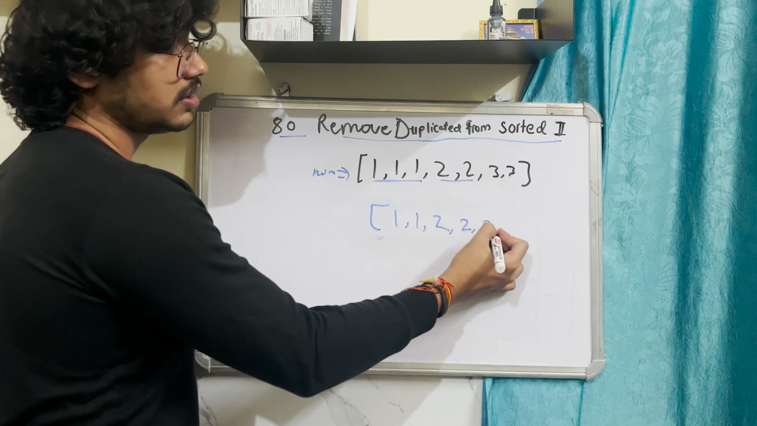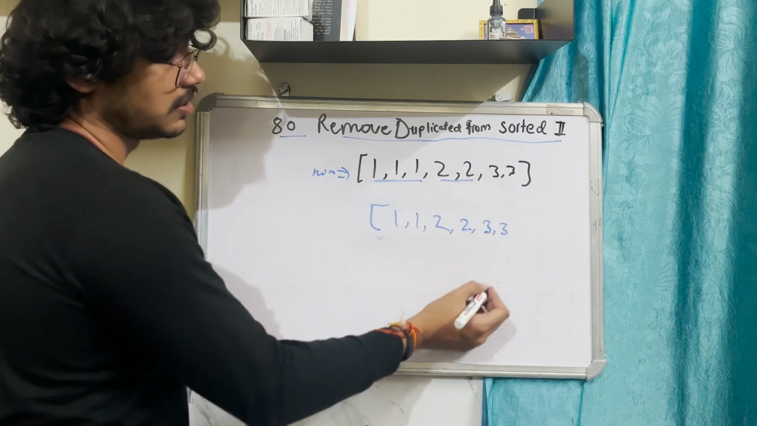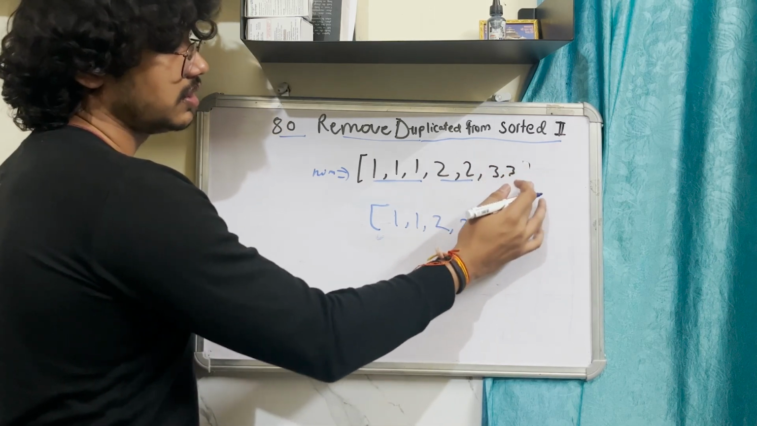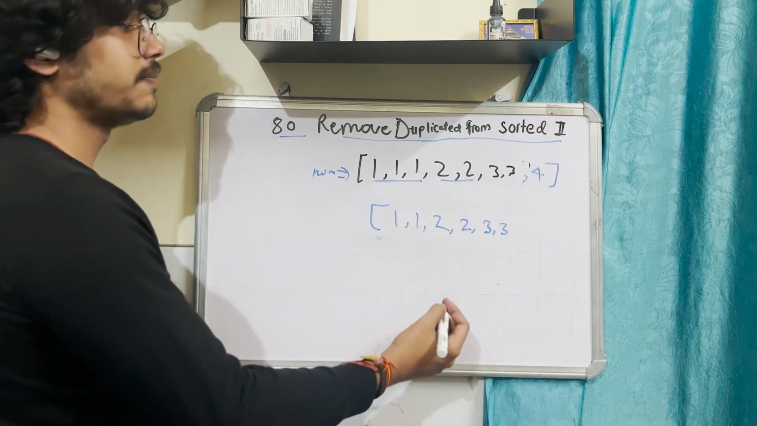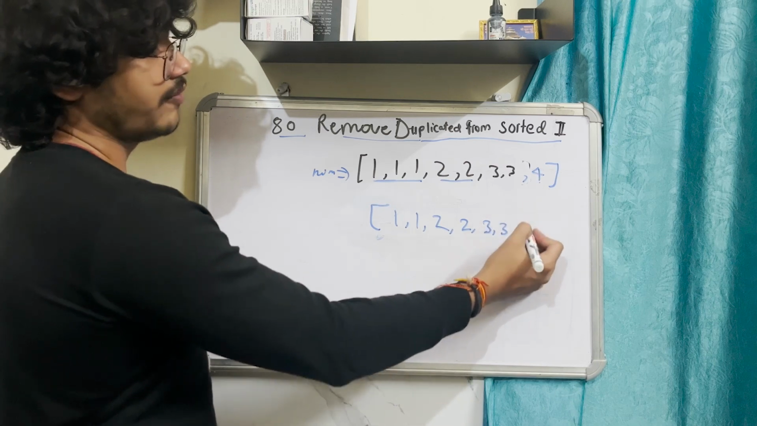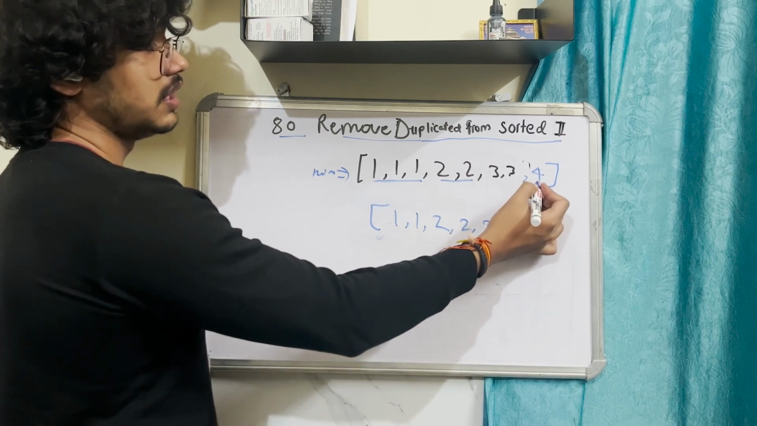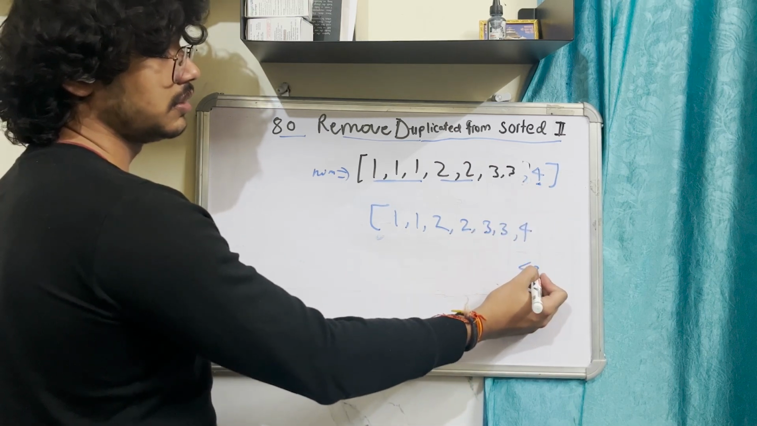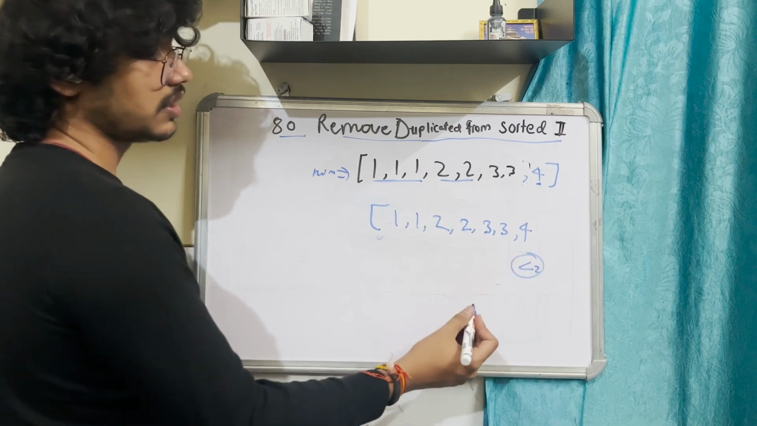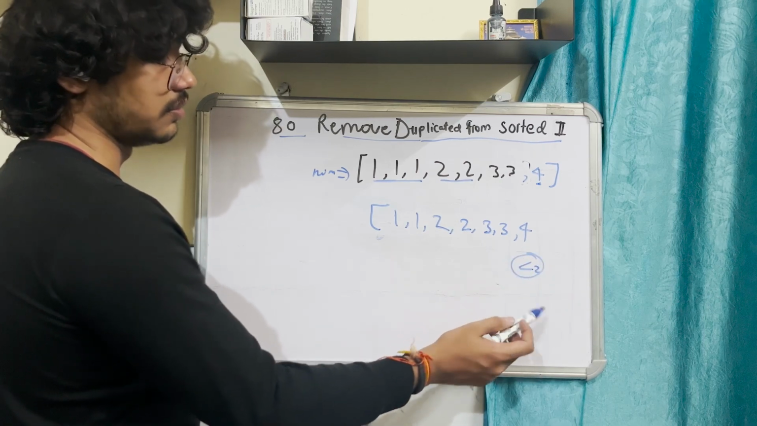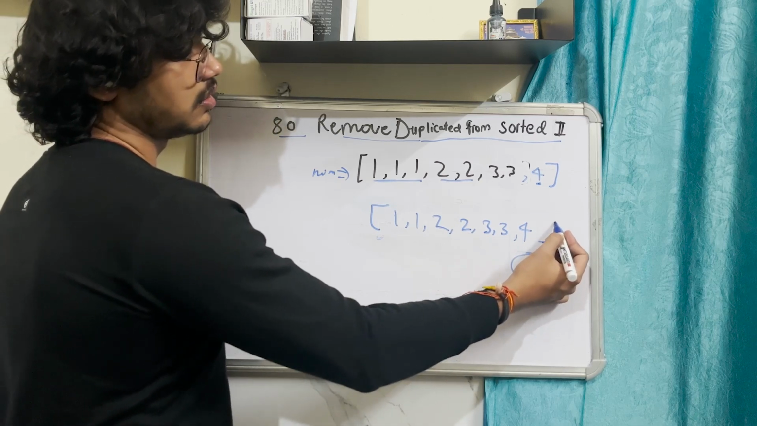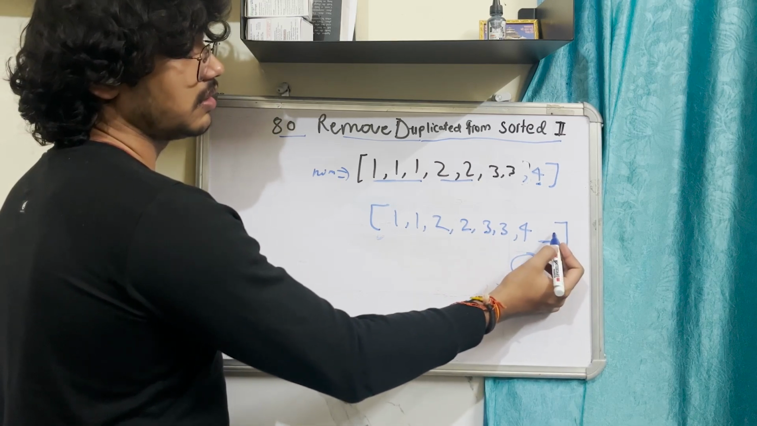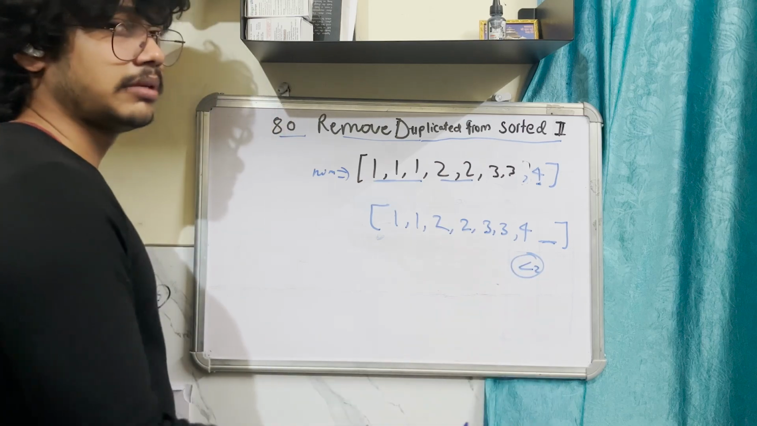Three has two occurrences, we'll have three two times. Or if I change this and there is a 4, then we will have 4 one time, because its occurrence is less than 2. We will reduce its occurrence if it is greater than 2. And there's one more thing: you leave the last position empty, or you can put anything, it doesn't matter.